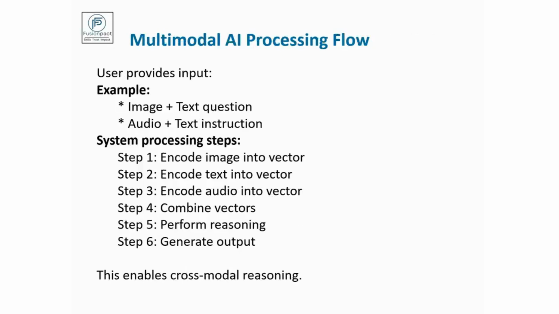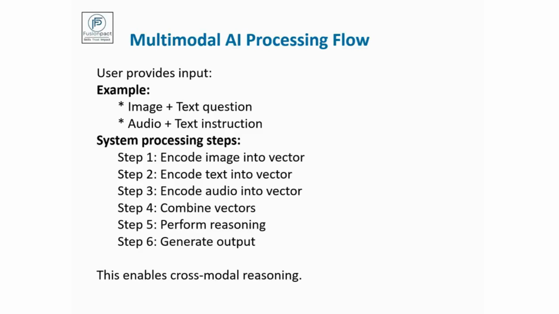Multimodal AI processing flow. The processing flow begins when the user provides inputs such as an image and a question. The system converts each input into embeddings using encoders. These embeddings are combined and processed by the model. The model then performs reasoning and generates a meaningful output. This allows AI to answer questions about images, understand speech, and perform complex tasks.